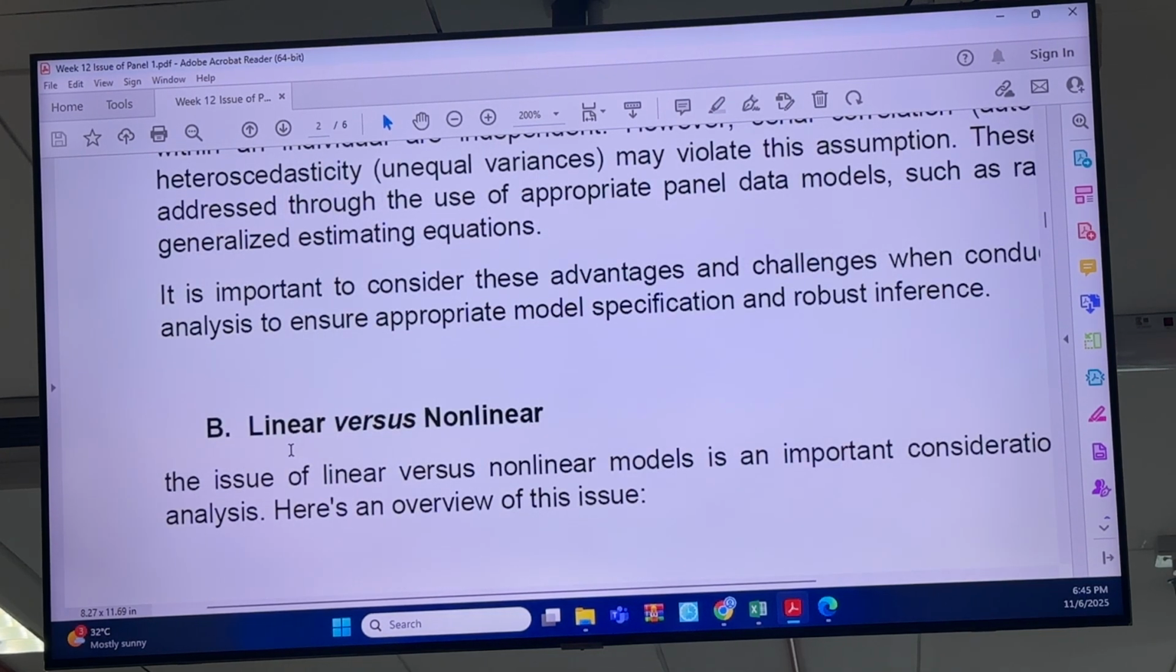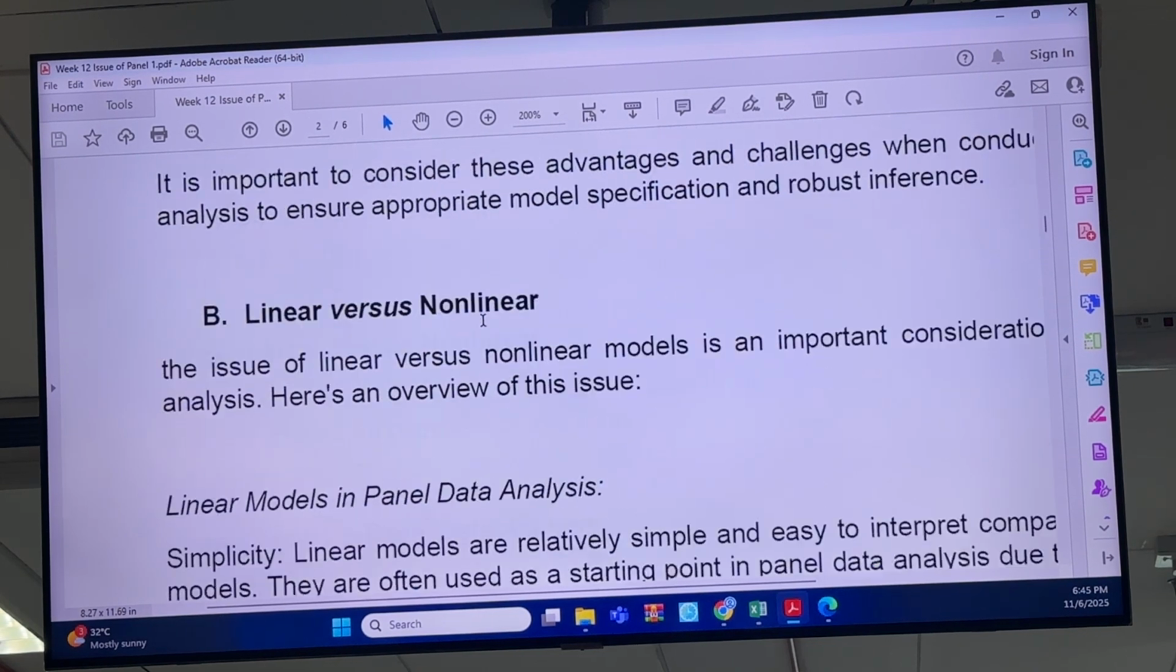So if you want to do a panel, yeah, panel sounds much more advanced. Cannot say advanced, it actually depends on the objective. I did not say that panel is more advanced compared to time series. So if you want to use a panel, you have to consider all these challenges and also the advantages, and see whether it is suitable to achieve your objective or not.